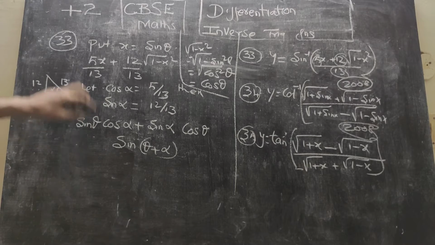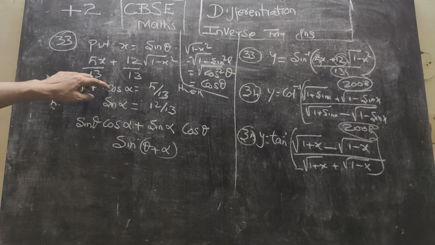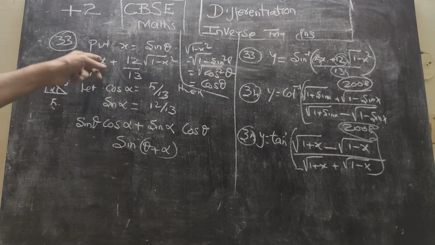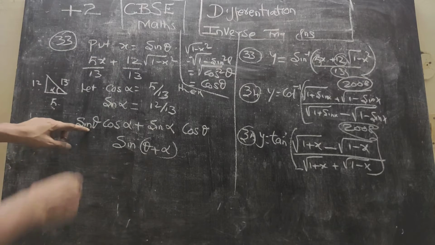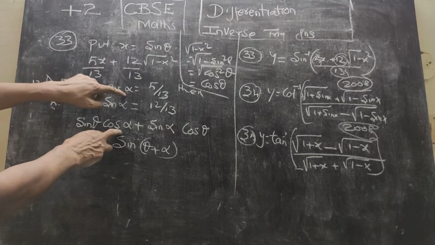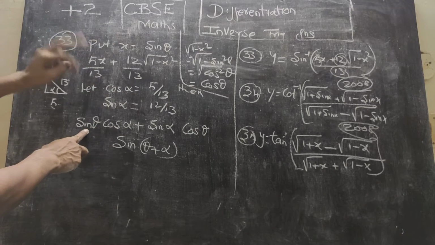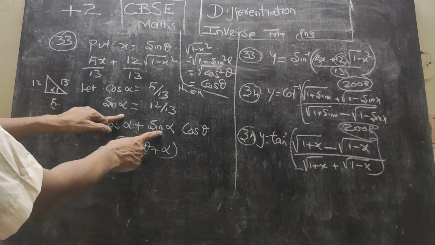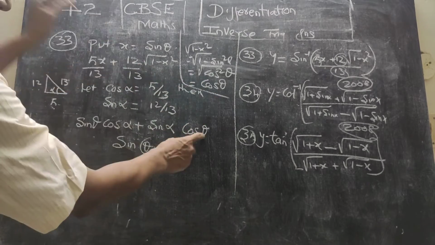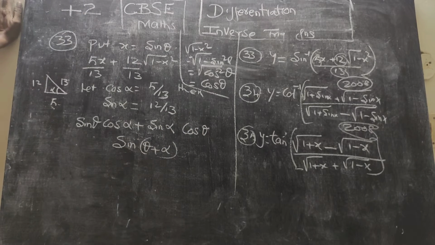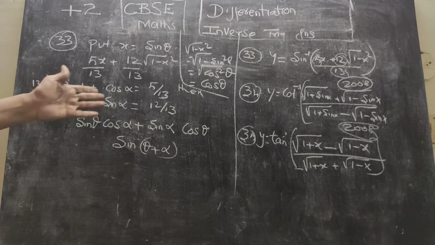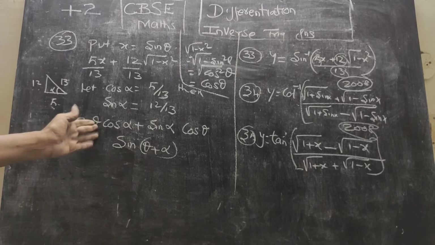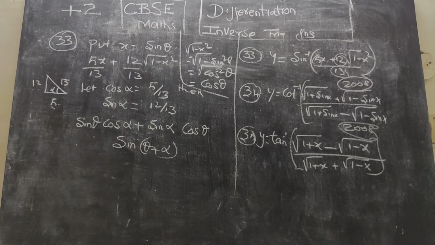The result is now, instead of 5 by 13 I am putting cos alpha, and instead of x I am writing sin theta. So 5 by 13 is cos alpha, x is sin theta, plus 12 by 13 is sin alpha, and root of 1 minus x square is cos theta. The result is now sin a cos b plus cos a sin b, and of course you remember what you studied in your plus 1, this is sin of a plus b. So sin of a plus b, I have written sin of theta plus alpha.